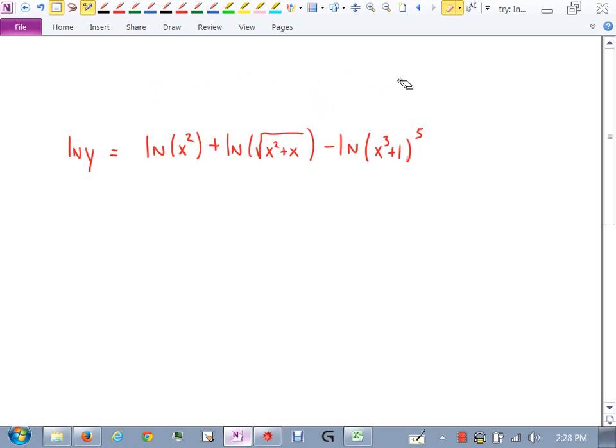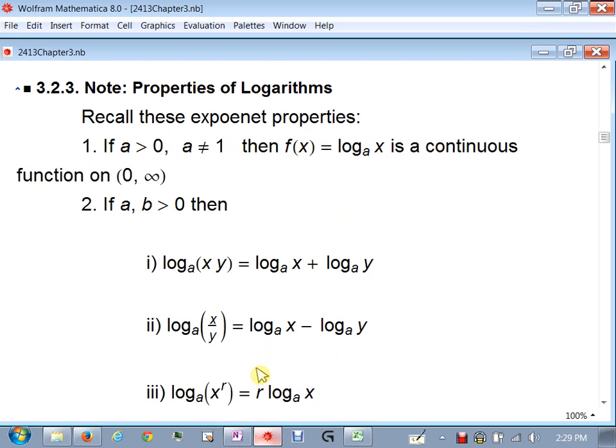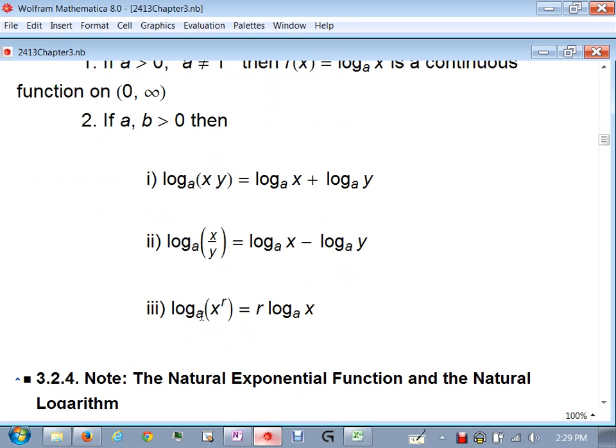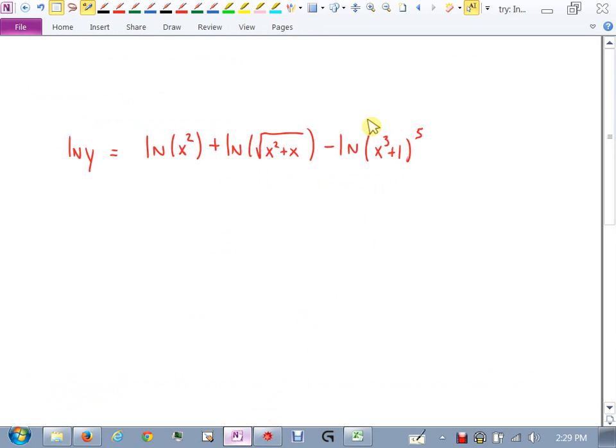Any guesses as to what I'm going to do now? What's that? That power, you like that power 5 here? You want to do something with that? What do you do with it? You can pull that out, right? There's that property. It says if you have something to a power, I said we'd use it today, right here. If you have x to a power, that x can be anything. It doesn't have to be just x. It can be any expression raised to a power. I can pull that power out. So that's what I'm doing here. I'm going to pull that 5 out.